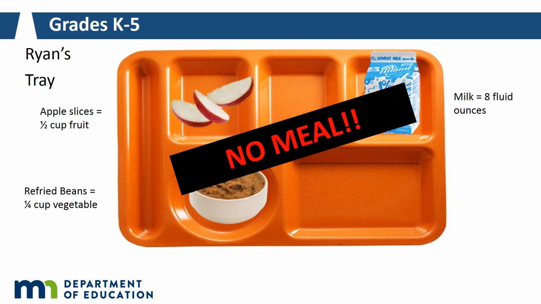The menu planner decides how they want to credit the beans, and then they have to make sure and communicate that to staff serving on the line, and most importantly, staff at the point of service who are responsible for identifying reimbursable meals. In this example, the menu planner has decided to offer and credit the refried beans as the vegetable, which is why this meal isn't reimbursable. However, if the menu planner had decided to offer and credit the refried beans as a meat alternate, then this meal would be reimbursable because 1/4 of a cup of beans equals 1 ounce equivalent of meat alternate.